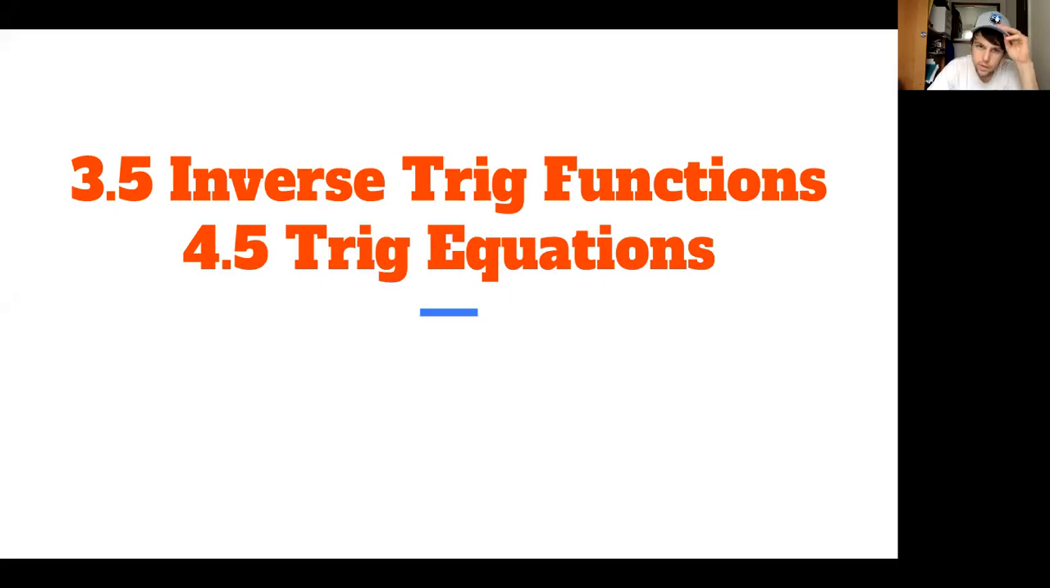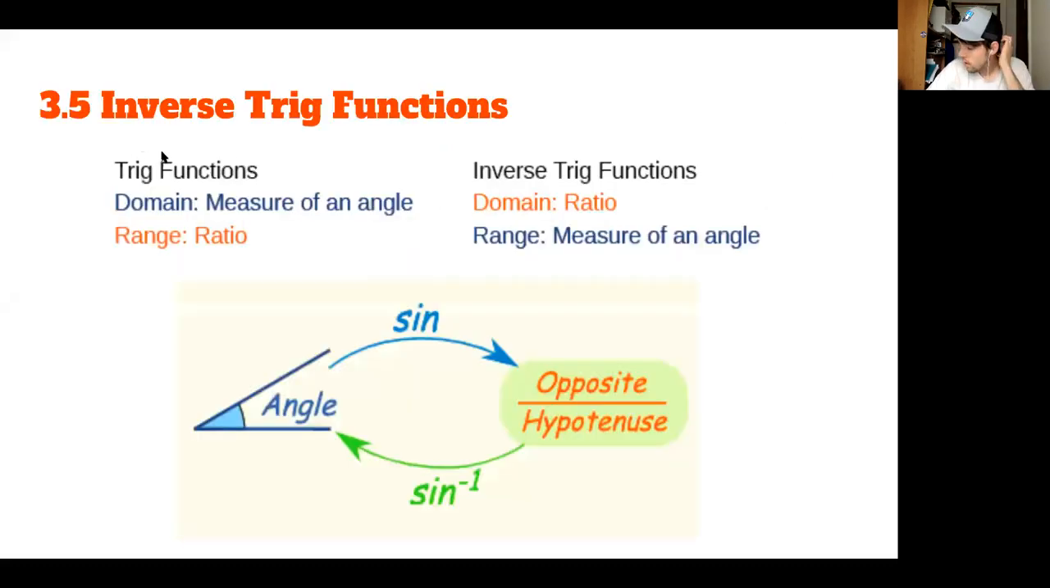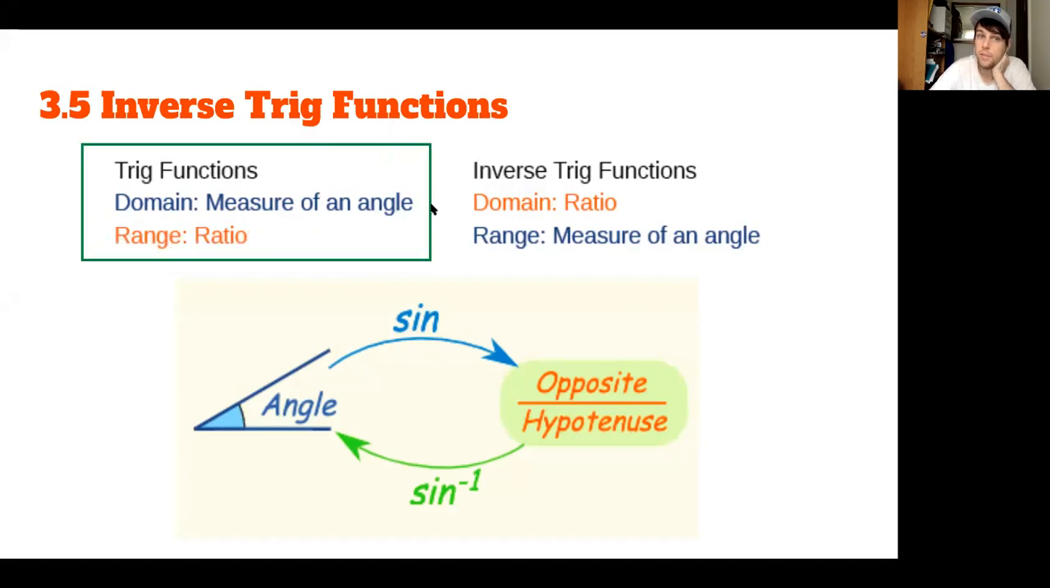All right, so in this lesson video, we're going to be going over 3.5 inverse trig functions. Okay, so trig functions take an input. That input is an angle, the measurement of an angle, and they give you an output, which is the ratio. Now, depending on the trig function, that ratio is different sides of a particular right triangle, right?